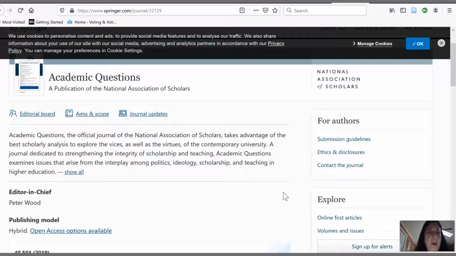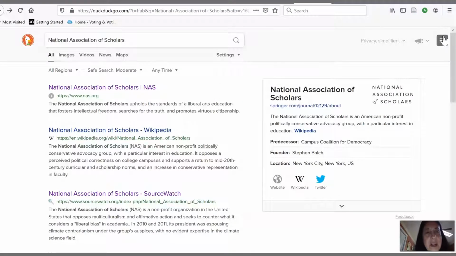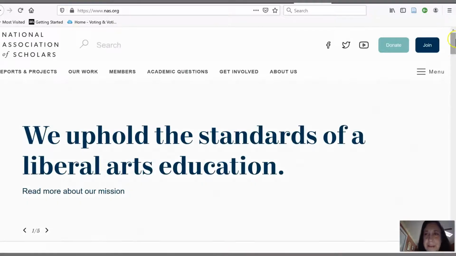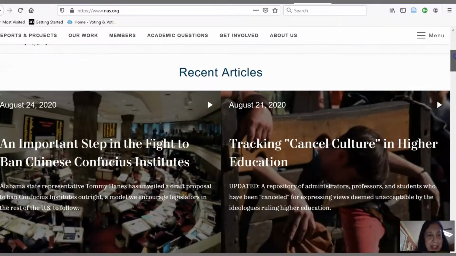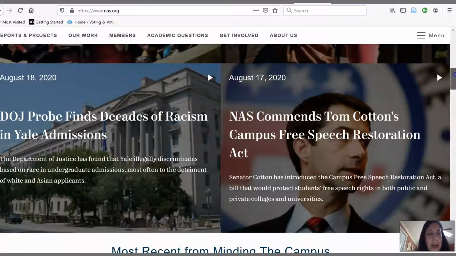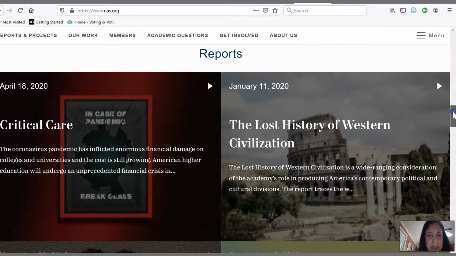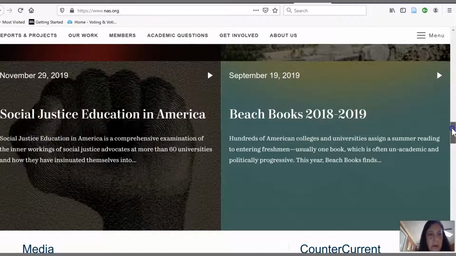But I am curious about this National Association of Scholars, for which Academic Questions is the official publication. So I did do a search of the National Association of Scholars because I was curious. Who are they? We've already established that the author is conservative. So what is the organization? Well, they actually have a page, which is very up to date. They are definitely on top of the news. And I can see that they have some issues with cancel culture, which is interesting. They talk about the DOJ probe on racism at Yale. But when I look in general, I do find a conservative bent in this particular organization.